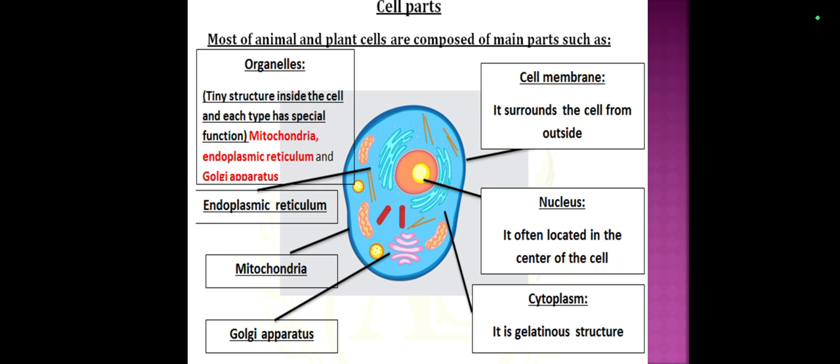We also have something called cytoplasm. Cytoplasm is a gelatinous liquid found in the cell, and we are going to study each one of them. Organelles are tiny structures inside the cell, and each type has a special function, like mitochondria, endoplasmic reticulum, Golgi apparatus, and so on.